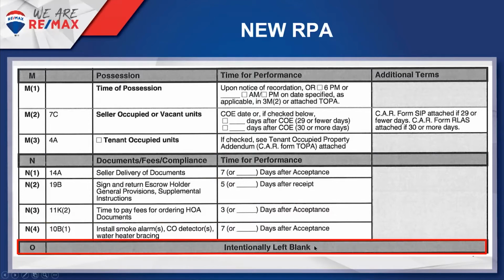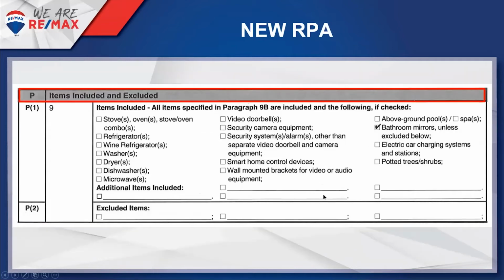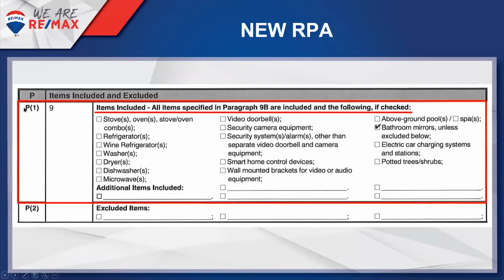O has been left blank because O looks like 0. So there is no 3-0 because, is that a 30 or 3? So nothing there. Okay, P is items included and excluded, and this has been significantly expanded. So items included is P1. Now, this is important to note. We're not going to get into a lot of detail about paragraph 9B, but keep this in mind.